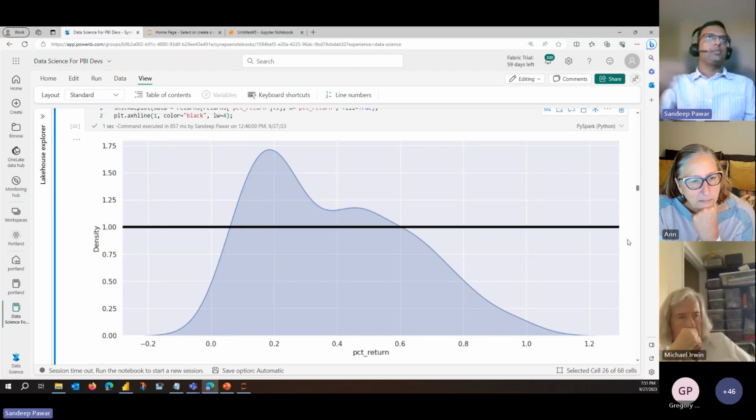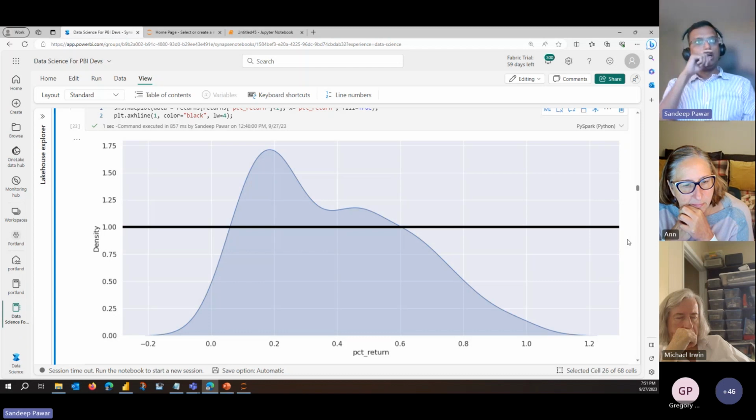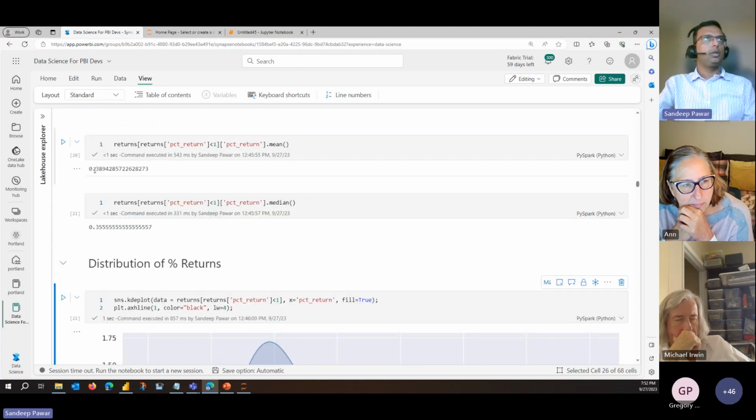Now, this is not something that we typically do in a Power BI report, when we are analyzing the data in Power BI. Why? Because it does not exist in Power BI. You cannot even create a histogram in Power BI, let alone a density plot or a distribution plot like this, right? From this, the first observation that I had earlier was this difference between the mean and the median, right?